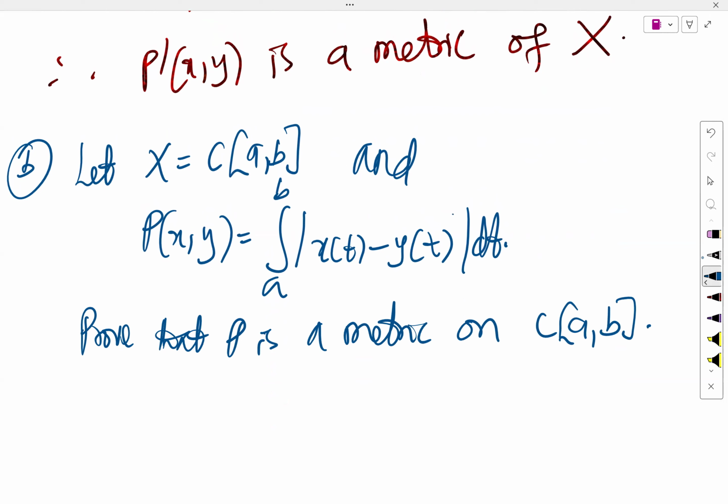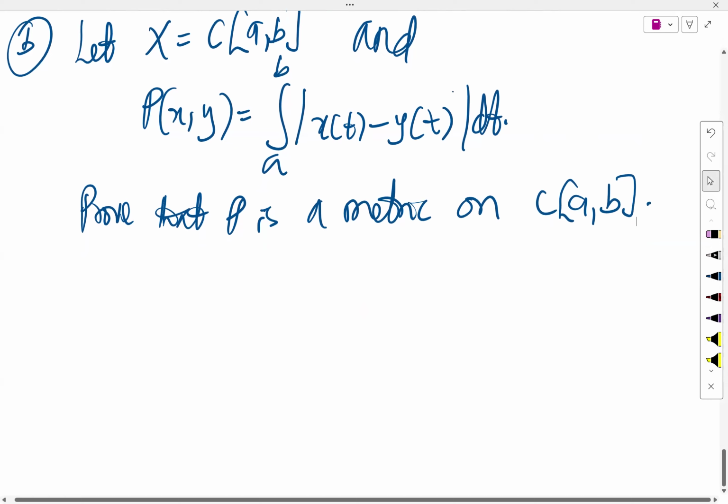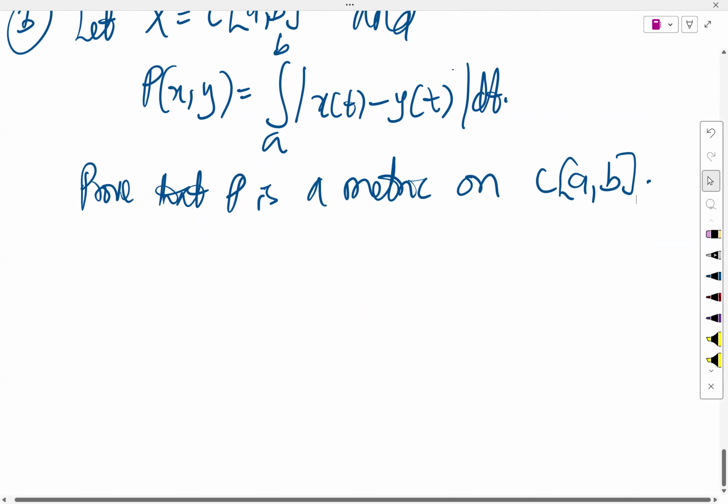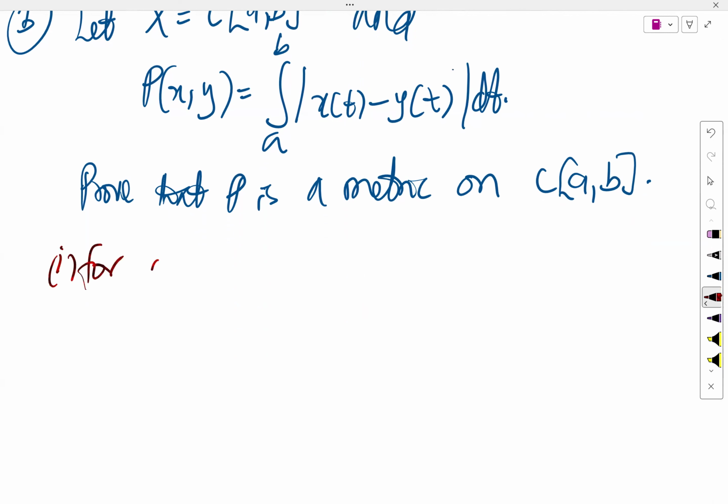So same thing, the same four proofs, the same four conditions of non-negativity, identity of indiscernibles, symmetry, and of course, triangle inequality. So here, I'll probably not take too much time. I'll just go straight to the point, one after the other. So we start with non-negativity.